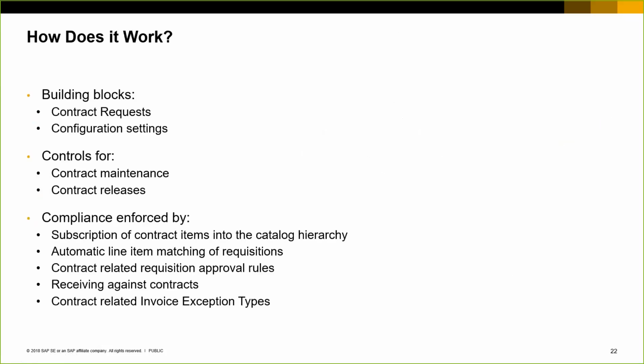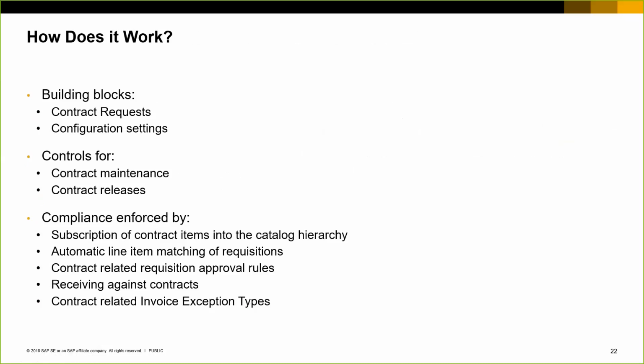Actually, we talked about some of this. So how does it work? There's a couple of mechanisms, right? So the building blocks are a contract request and your configuration settings that are going to really start the whole process. And then we have the controls in for contract maintenance and contract releases. So maintenance, like amendment type of activity, and then the releases, meaning the requisition to purchase order.